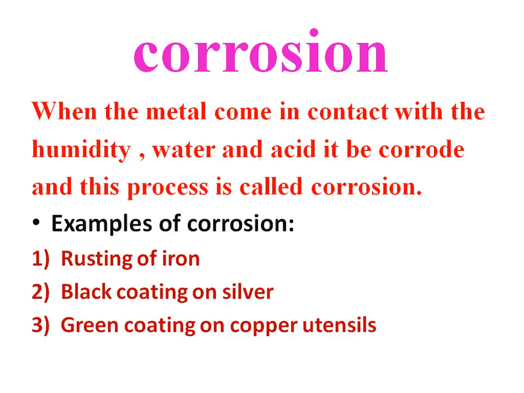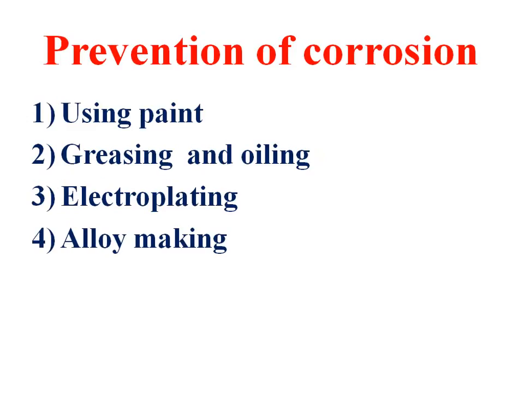The next topic is also an application, an example of reactions. How to prevent corrosion? There are 4 ways. The first is by using paint. This is the common way we paint outdoors, our windows and different types of articles. So paint is a very common prevention, and the second is using greasing and oiling. And the third one is electroplating.